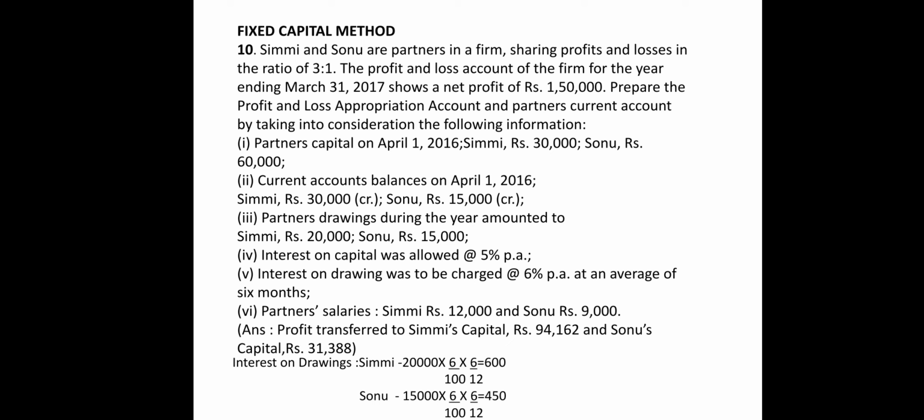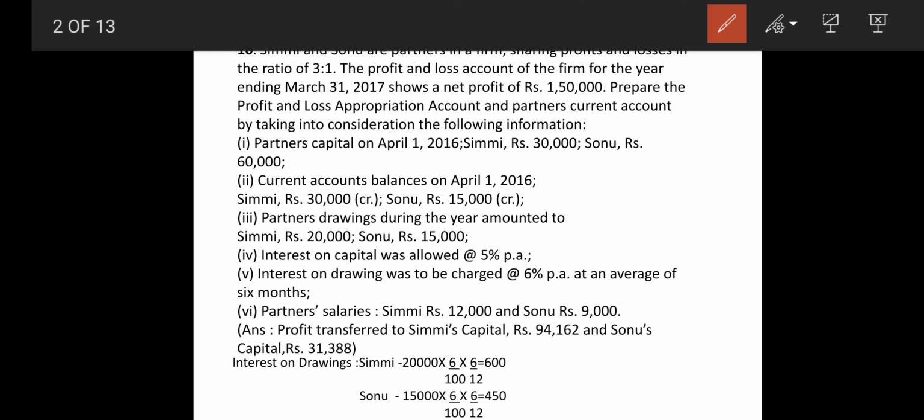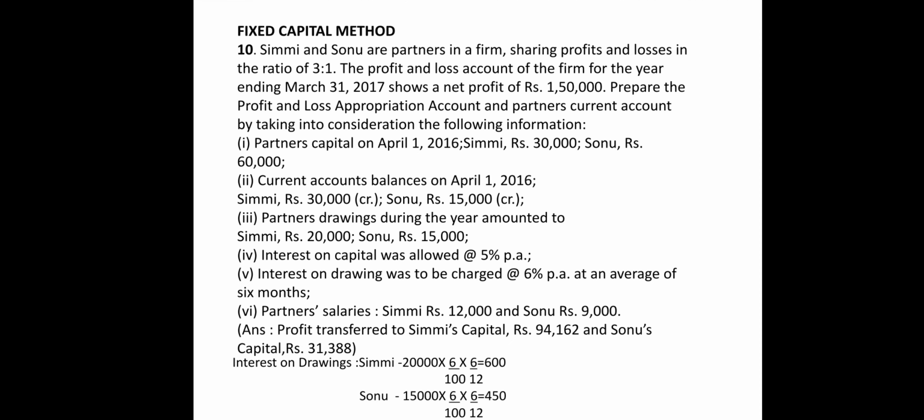Partners capital of Simi is 30,000 and Sonu is 60,000. So this is their fixed capital. Then the current account balance is also mentioned over here. Simi is standing with 30,000 while Sonu is standing with 15,000. They have specified over here that both are having a credit balance. Besides that, CR and CR is mentioned.